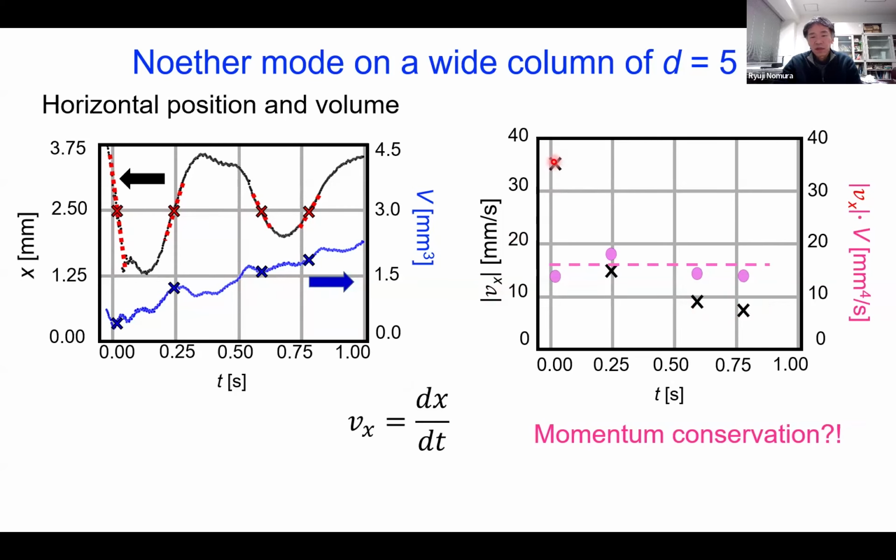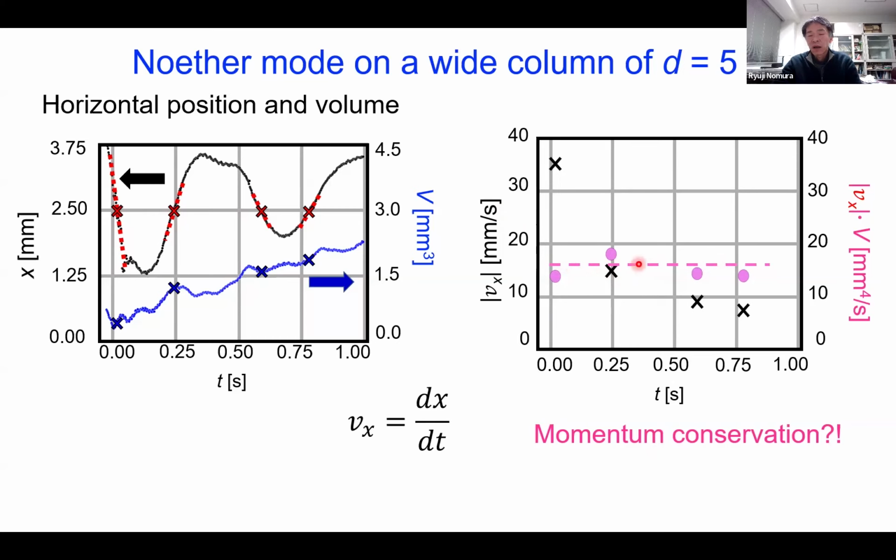This is the velocity, it slows down. And I also measure the volume of the droplet like this, and multiply this vx and v. Then this vx times v should be proportional to the momentum of the droplet. And as you see, it has a nearly constant value. So this means that the initial momentum of the droplet is conserved during this oscillation.